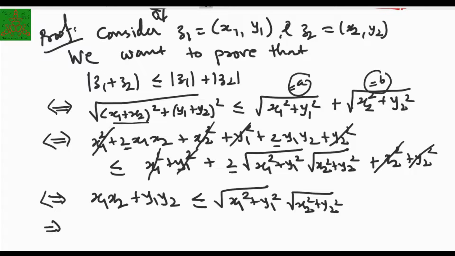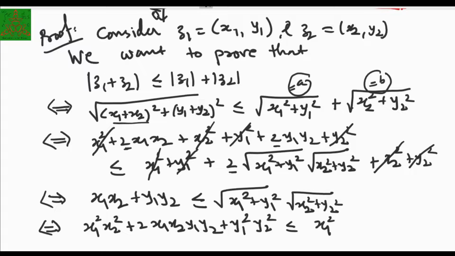Now again I am squaring both sides. What you will have is x1 square x2 square plus 2 times x1 x2 y1 y2 plus y1 square y2 square, less than or equal to, when I multiply the two brackets, x1 square x2 square plus x1 square y2 square plus y1 square x2 square plus y1 square y2 square.